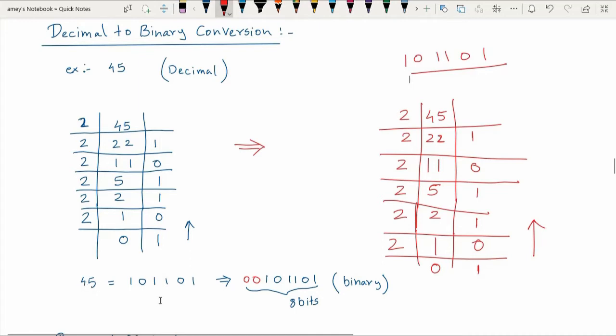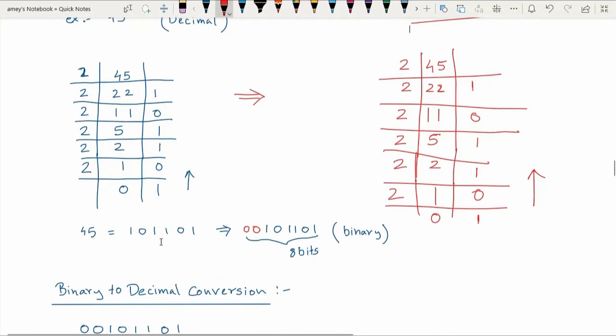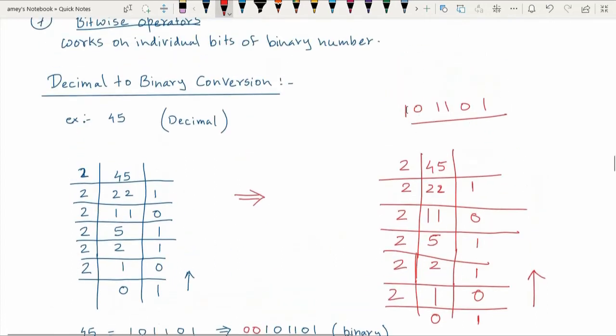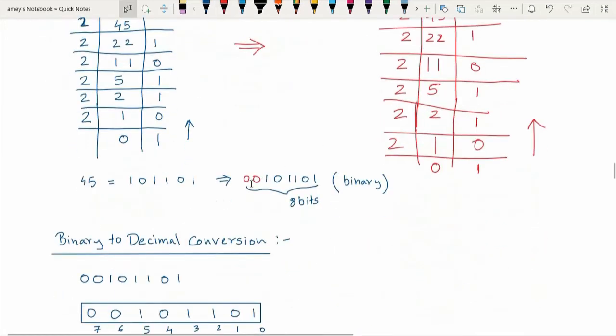Now in this calculation of ours, I am assuming that we are dealing with 8-bit numbers. The number that is generated here happens to be a 6-bit number, 1 2 3 4 5 6. So I will be adding 2 more zeros in the beginning, which will not hamper the original value of the number. After adding 2 bits in the MSB part, you get 8 bits. So this is basically 45 in binary, which can be written as 0010 1101.